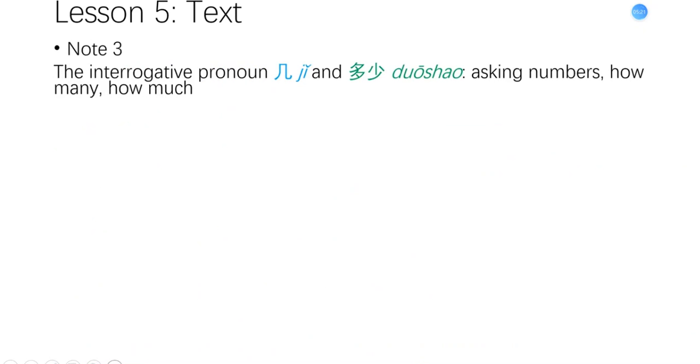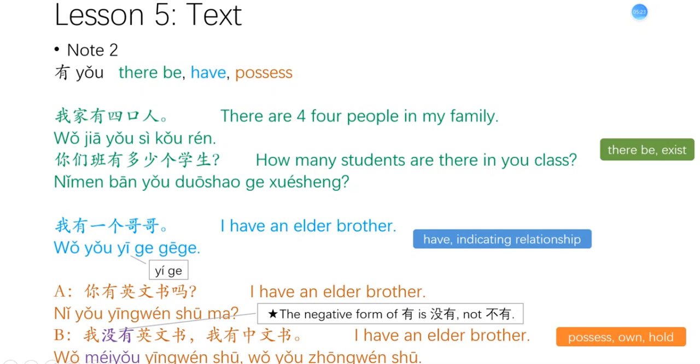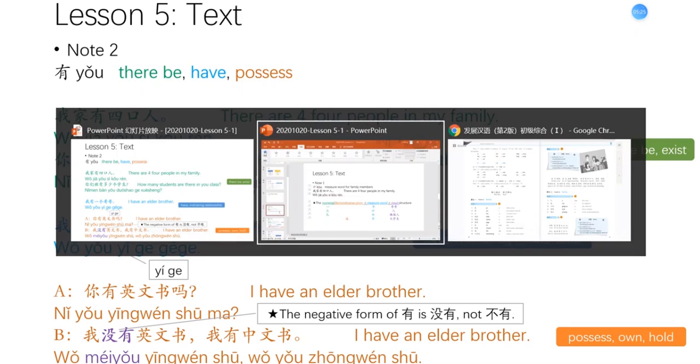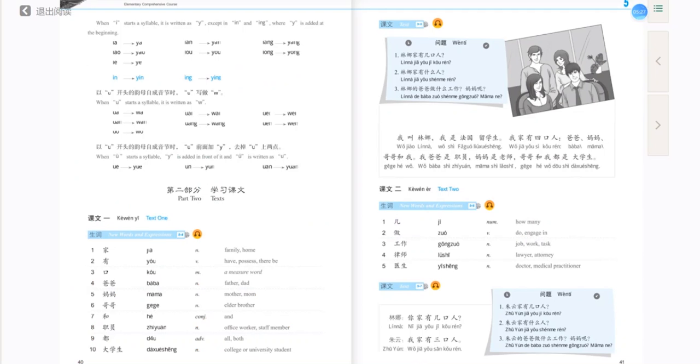So today we are going to continue with text 2. Let's come back to the textbook. On page 41, text 2. In text 2, we have only 5 new words and expressions. First, let's quickly go through this part. Listen to the recording and repeat.